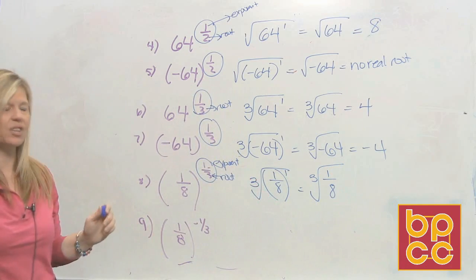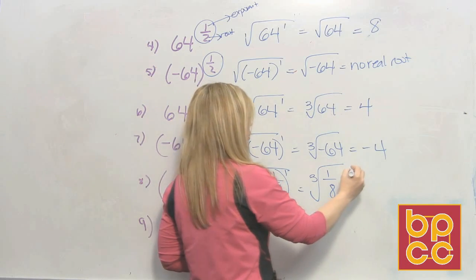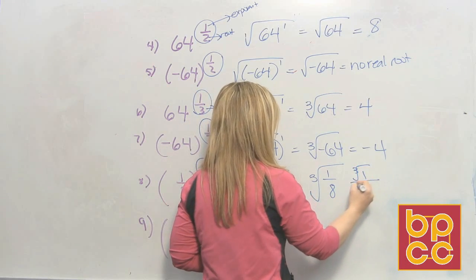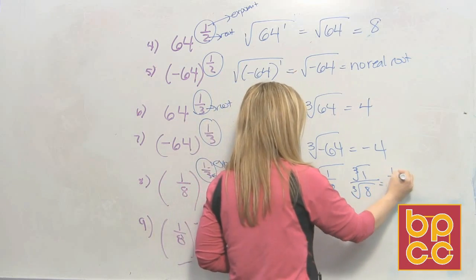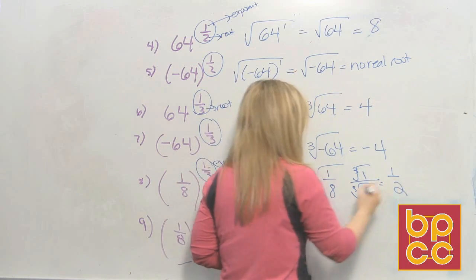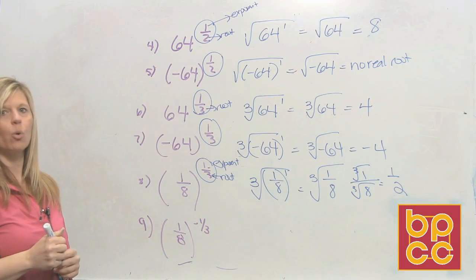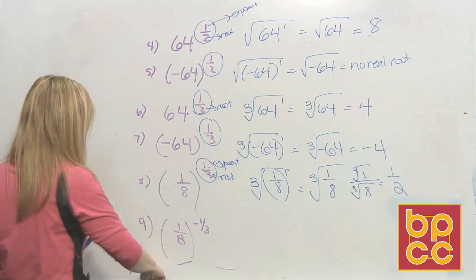But we've already discussed this. This means you're cube rooting both the numerator 1 and the denominator 8. What's the cube root of 1? 1. What's the cube root of 8? 2. So that value is 1/2. Okay, we have one more.